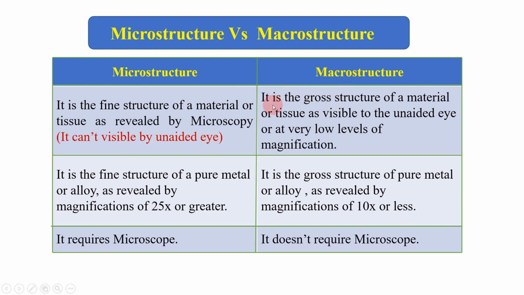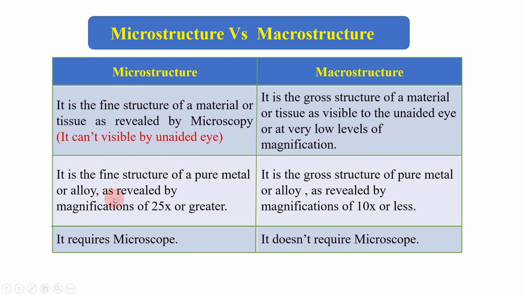Now macrostructure means what? It is the gross structure of a material or tissue as visible to the unaided eye or at very low levels of magnification. The structure which we can see simply by our eyes or unaided eye, and we need not use any kind of magnification device for that, is known as macrostructure.